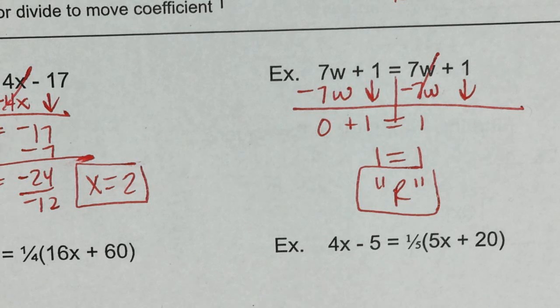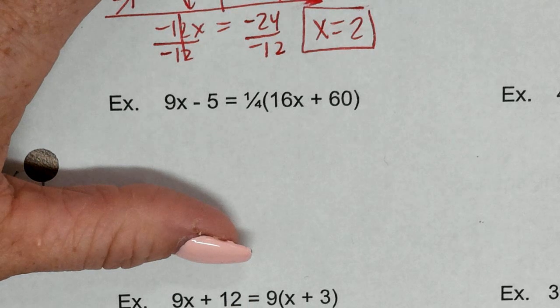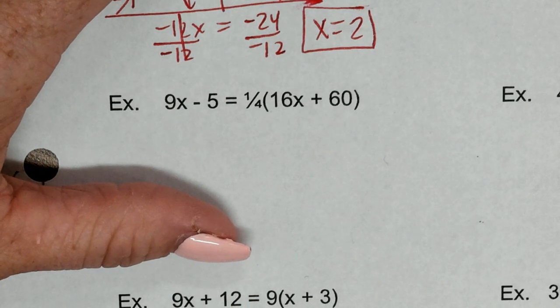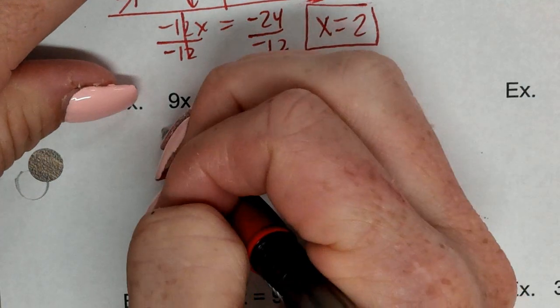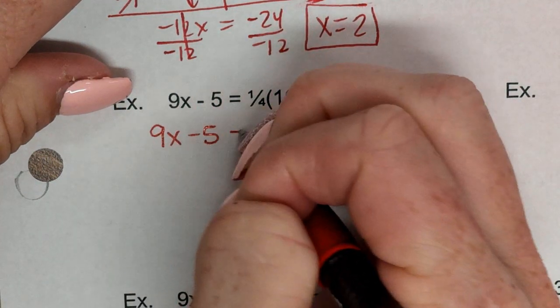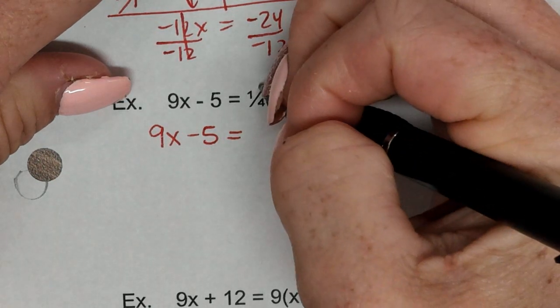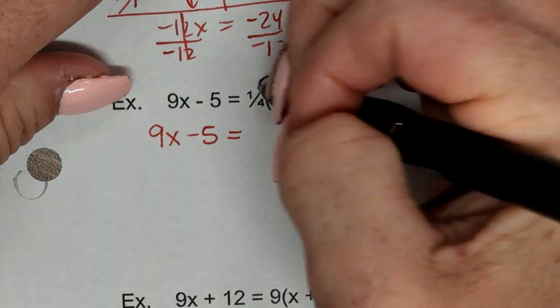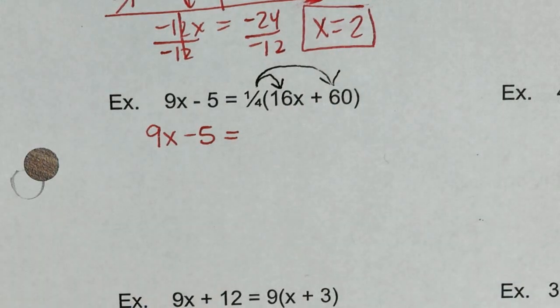All right, let's go to the next one. What does this problem have? It has parentheses, so it's the first thing I have to deal with. I'm just going to write 9x minus 5 down, and I am going to distribute the 1/4 to the 16 and the 1/4 to the 60. Now, if you don't like 1/4, change it to 25 cents. But multiplying by a fourth is the same thing as dividing by 4.